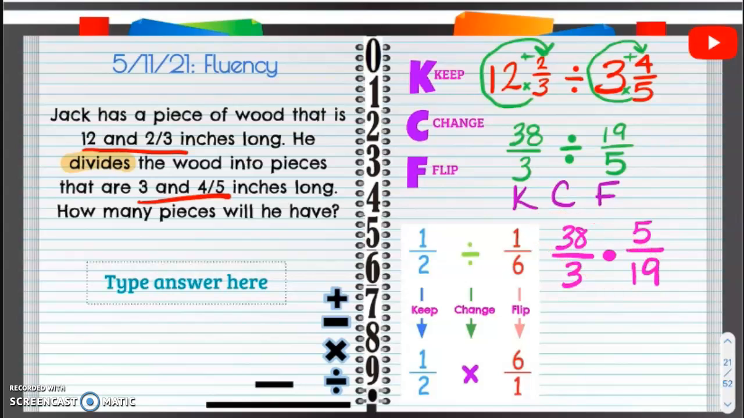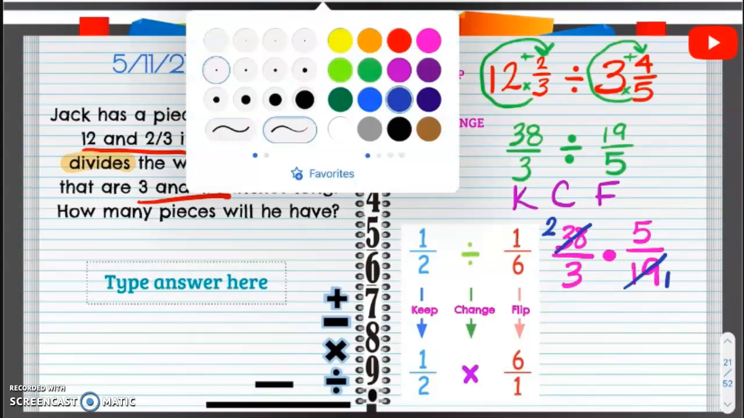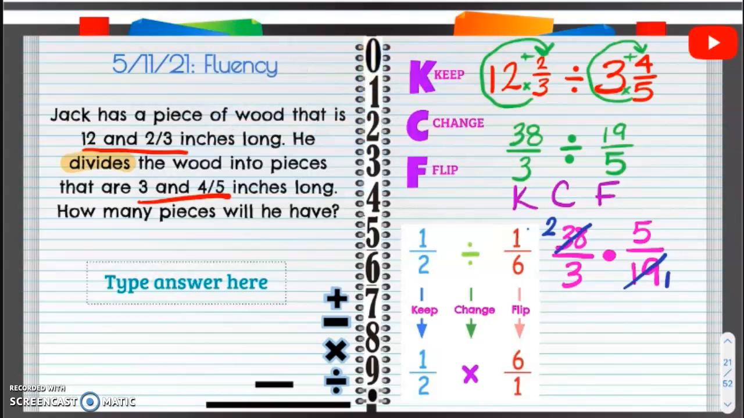Ooh. I know that 19 can actually go into 38 2 times. So 19 can go into both. 19 can go into 19 one time. 19 can go into 38 2 times. Now we're going to multiply straight across. 2 times 5 is going to be 10. 3 times 1 is going to be 3.